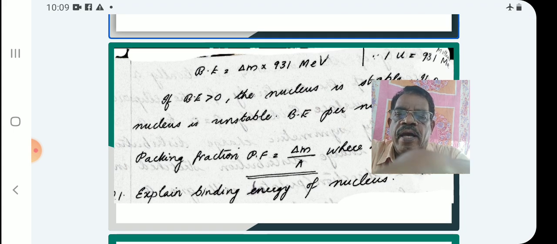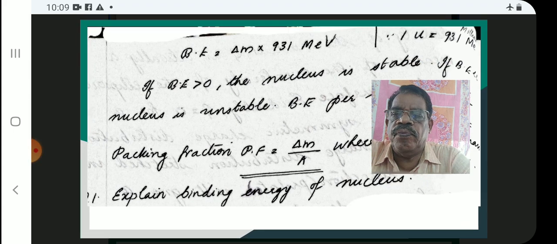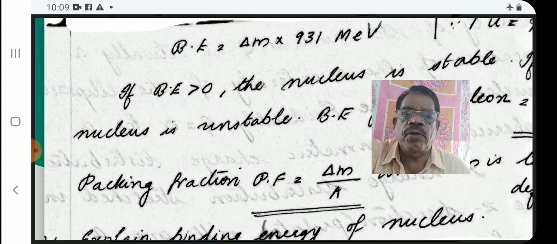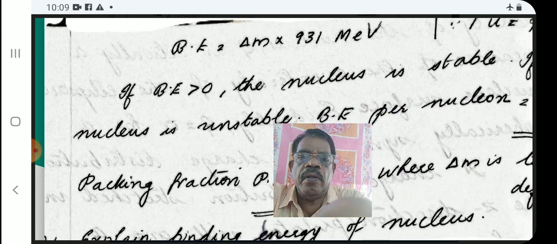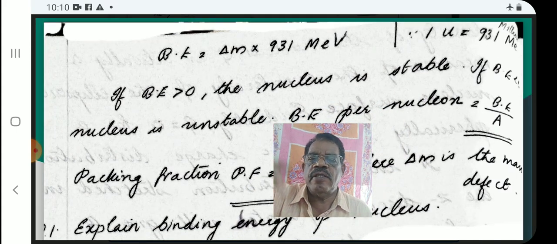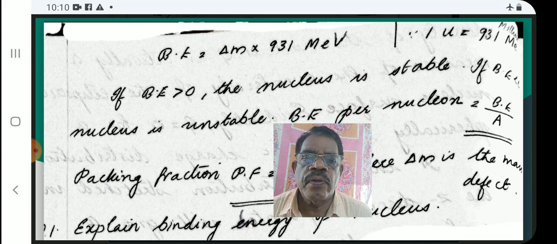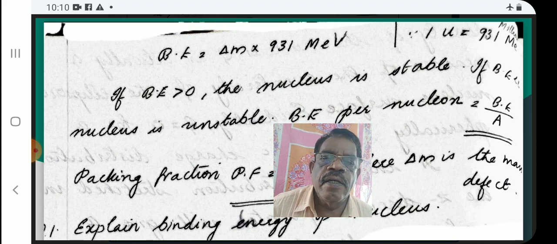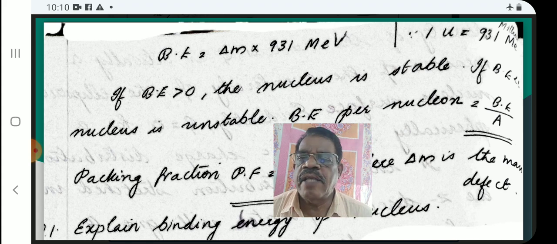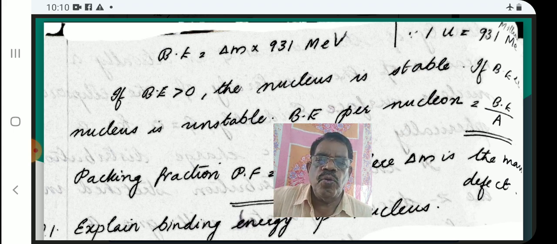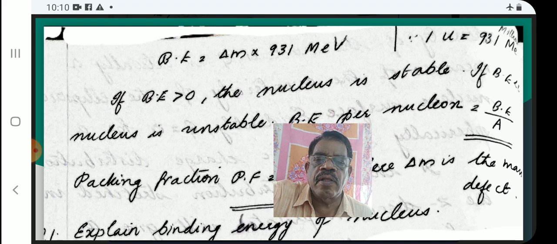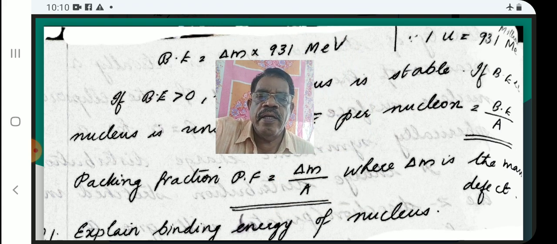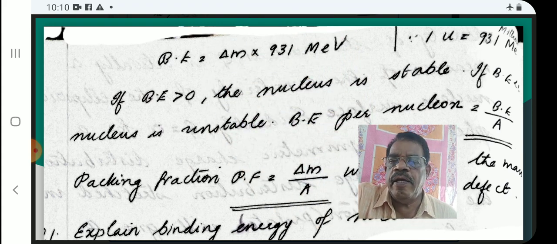And one more idea, if binding energy gets zero, the nucleus is stable. For a stable nucleus, binding energy gets zero. If B is less than zero, that is written in the margin, the nucleus is unstable. And binding energy per nucleon is B by A. The binding energy per nucleon is B by A.